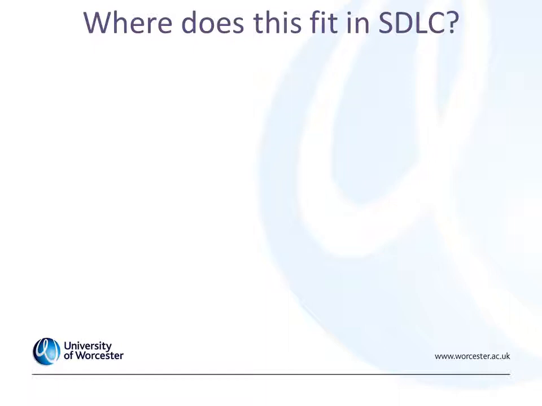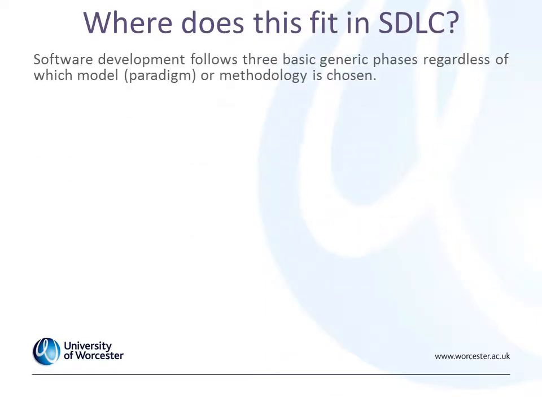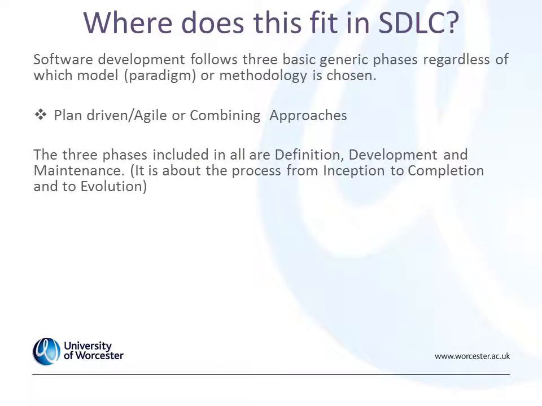Okay, so how does all this systems analysis and design actually fit into the software development lifecycle? Well, software development follows three basic generic phases regardless of which model, paradigm or methodology is chosen. So we're going to either do plan-driven or agile or combined approaches. But the three phases always included in whatever process or approach we take within the life cycle are definition, development and maintenance. It's basically about the process from inception to completion and through to evolution.